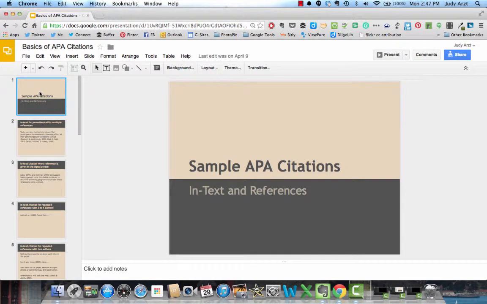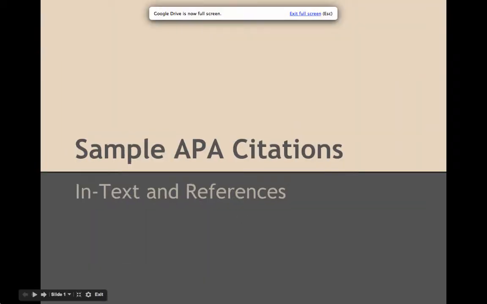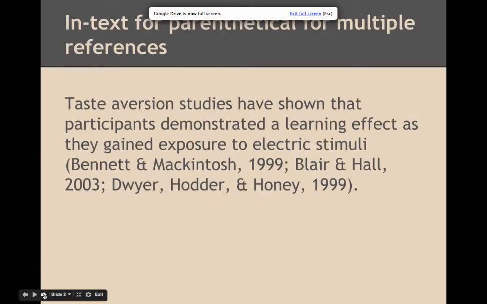Okay, this is a short explanation of some factors to take into mind when you're using the APA documentation style. I'm going to start the presentation in full screen mode. Okay, and use the arrows down here to go through the presentation.